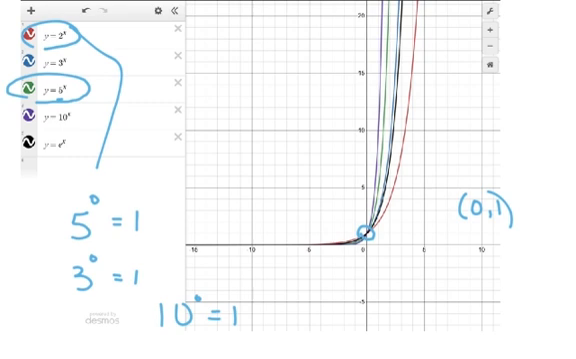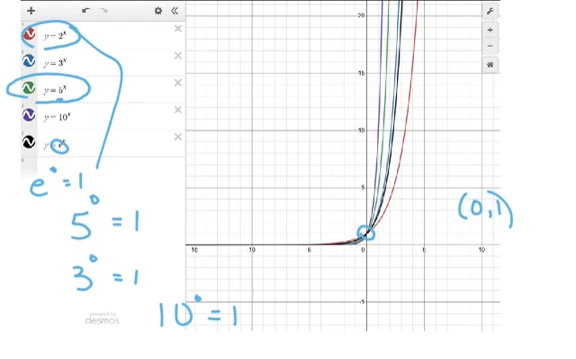Okay? And we're going to eventually talk about this little value e. E is a number, kind of like pi is a number. If you hit it in your calculator, it's about 2.718. But we'll get to that later. But even e to the 0 is 1. So that's probably a good thing to know if you didn't realize that.